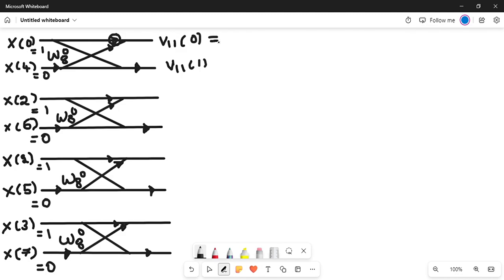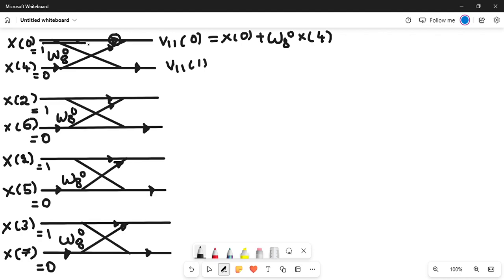So for V11 of 0, it is x of 0 plus omega a to the power of 0 x of how much? X of 4, right? ಹೇಗೆ ಇದು ಬಂತು ಅಂದ್ರೆ, ಸೊ ಇಲ್ಲಿ x of 0 ಇದೇನು ವ್ಯಾಲ್ಯೂ ಇದೆ, ಇದು ಸ್ಟ್ರೈಟ್ ಆಗಿ ಹೋಗ್ತಾ ಇದೆ ಇಲ್ಲಿ.